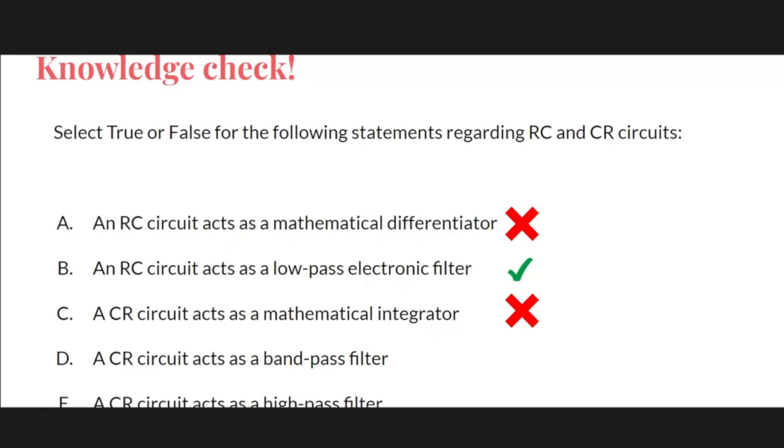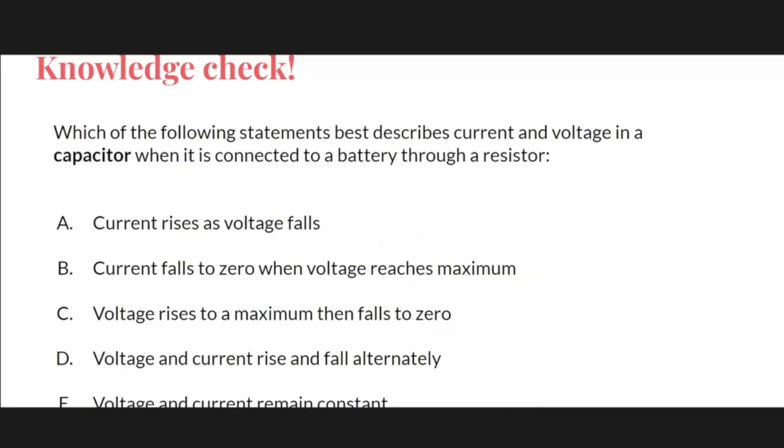A CR circuit acts as a band pass filter. No, that is incorrect because basically I think you have to combine all of them for it to become a band pass filter. And then finally, a CR circuit acts as a high pass filter. That is correct. Okay. I think this is another true false.